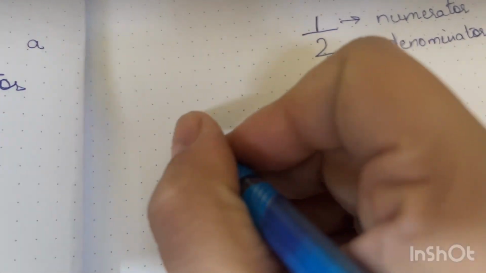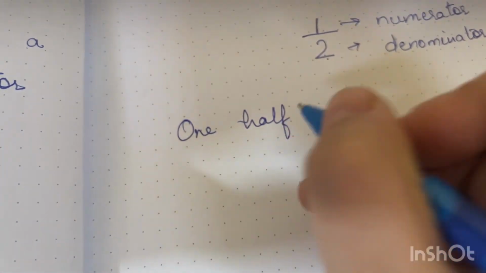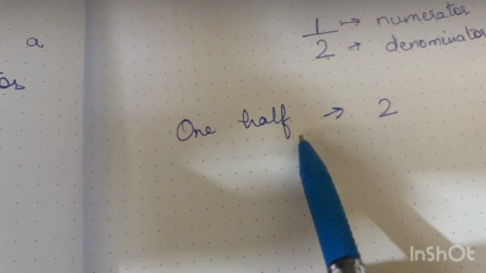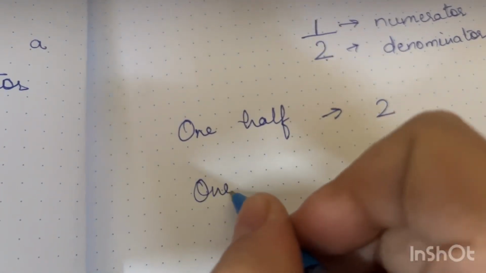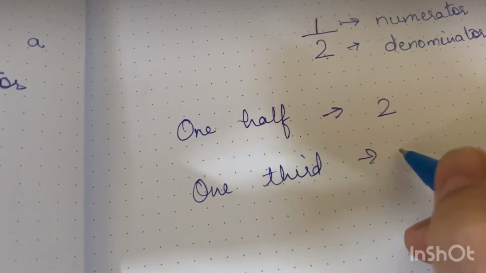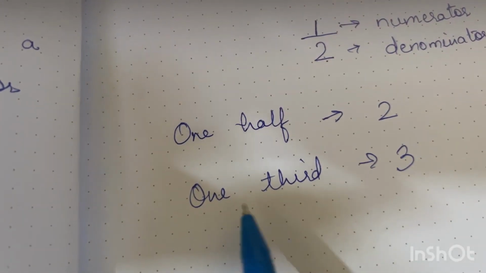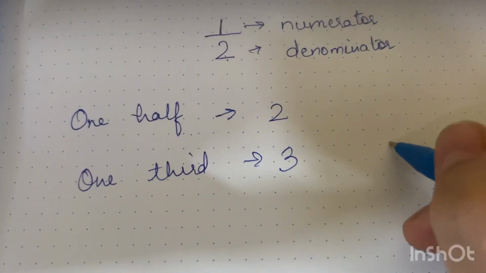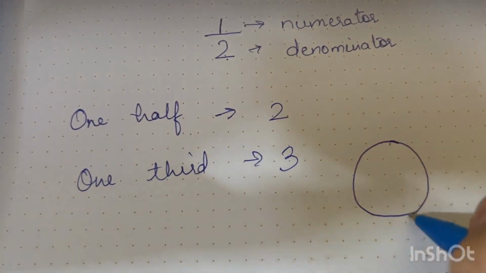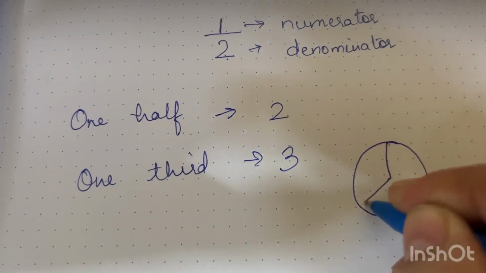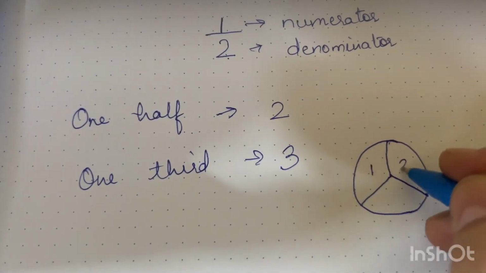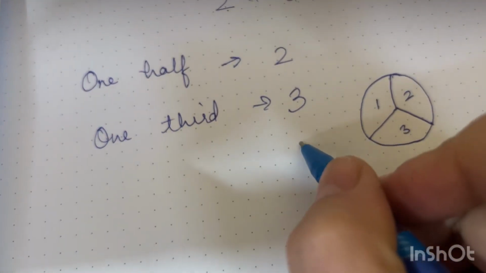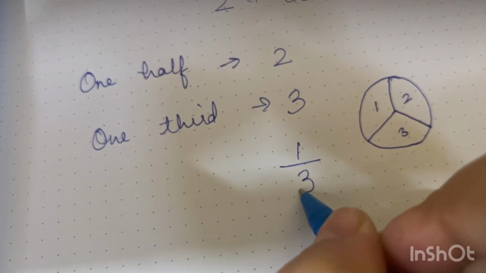So when we divide an object in two parts, each part is called one half of the whole. And when we divide it in three parts, each part is called 1/3 of the whole object. Suppose again I'm taking a circle and I'm dividing this into three parts, 1, 2 and 3. So each part is 1/3 of the whole object, and we will write it as this, 1/3.